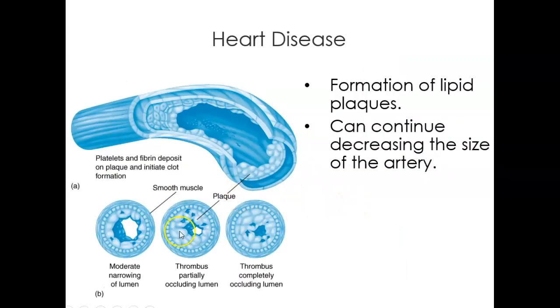And this is just showing how the plaques build up in the lumen of the vessel: moderate narrowing, thrombus partially occluded, completely occluded.